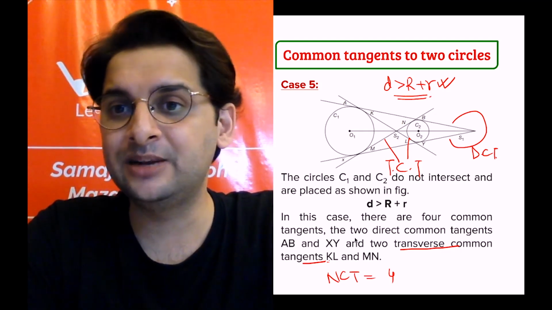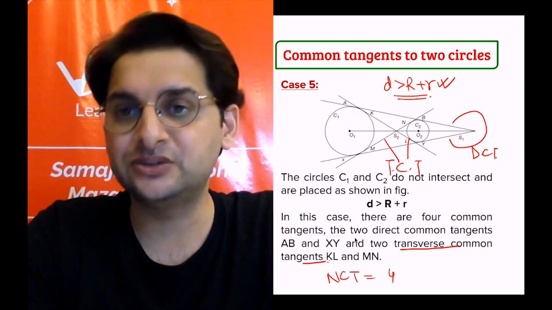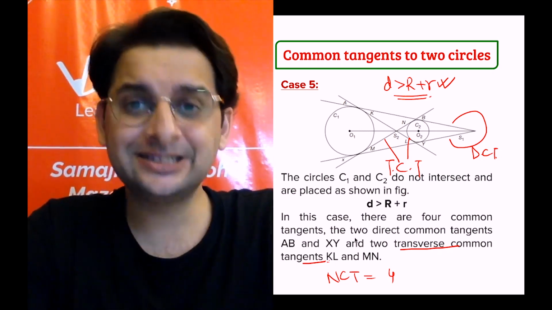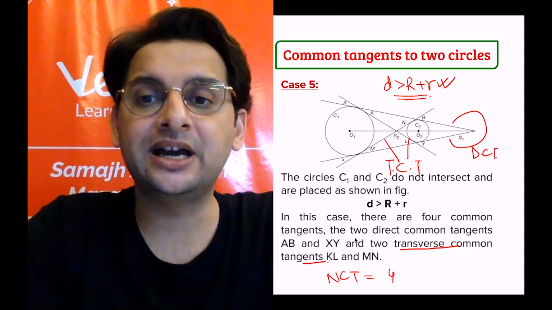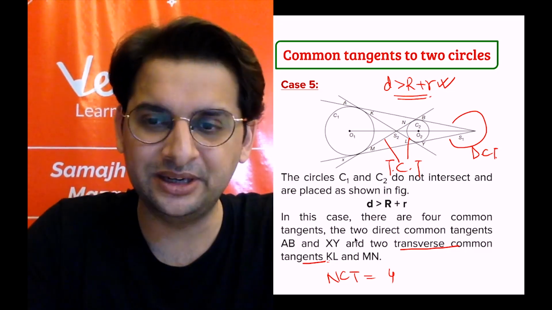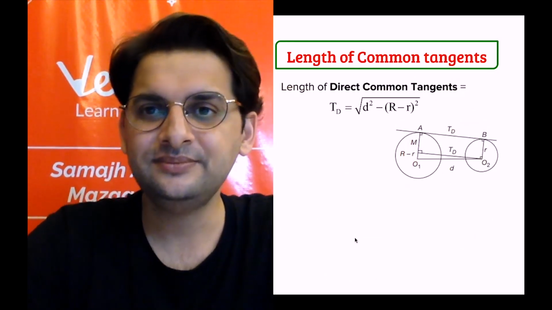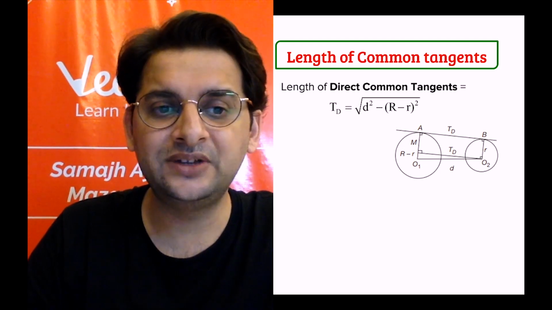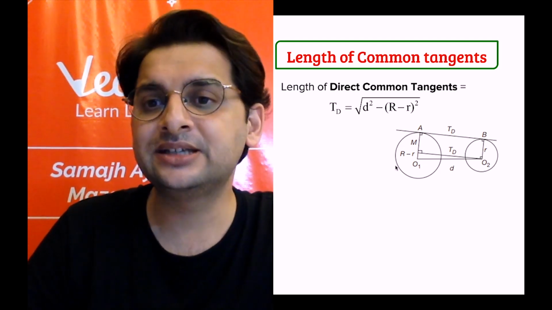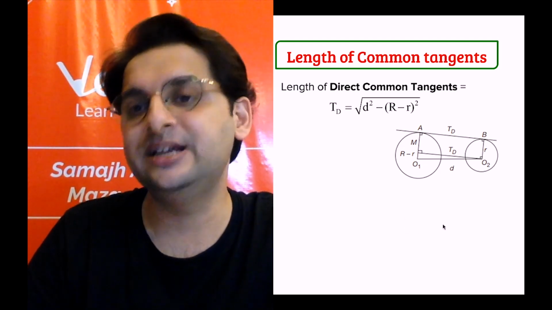I hope you are very clear about the direct common tangents and transverse common tangents. So in the next section, we'll try to derive the length of the direct common tangents and transverse common tangents. Alright. So the length of the direct common tangent, and this is the case when 2 circles are outside each other.